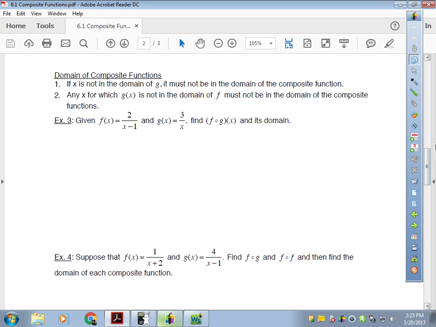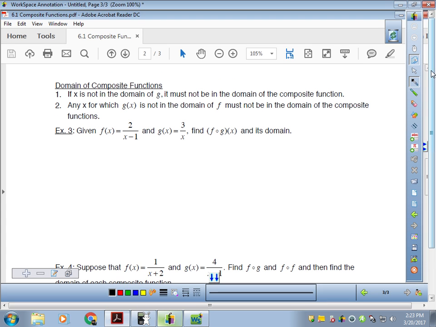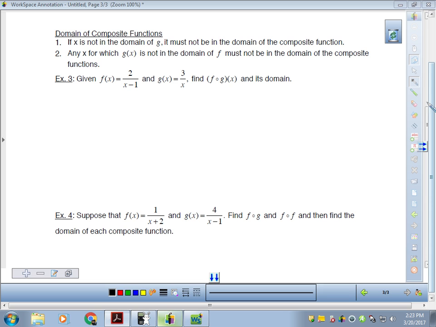Alright. Now let's talk domain, because this is where it gets a little trickier. Okay. When we look at composite functions, you have to look at a couple things. First off, if x is not in the domain of g, meaning the domain of the second function, then that x cannot be in the domain of the composite. Also, any x for which g of x is not in the domain of f must not be in the domain of the composite as well. So any x that would have made g of x equal to something not in the domain of f must not be in the function either.